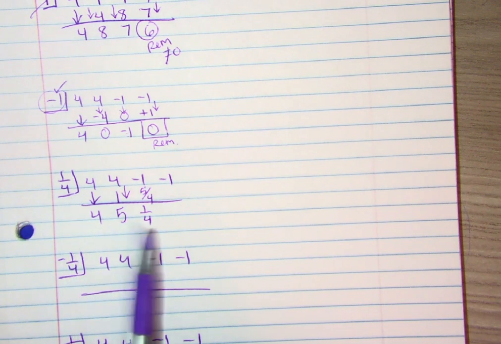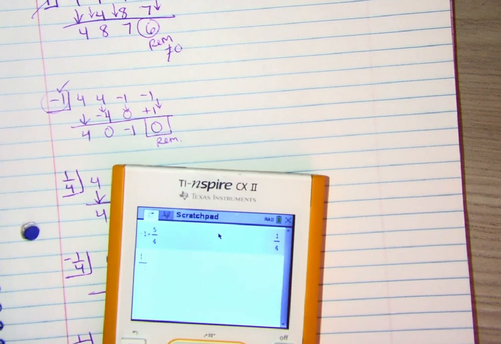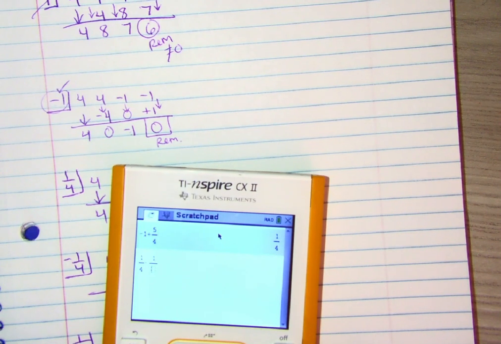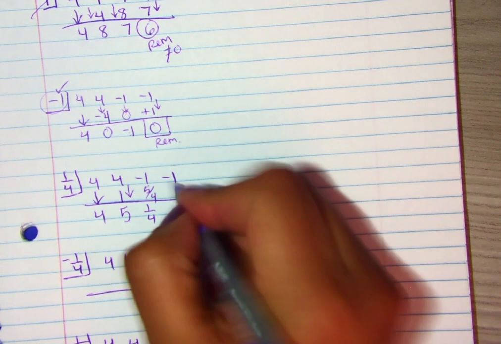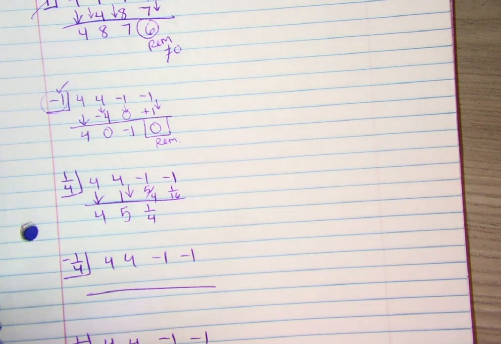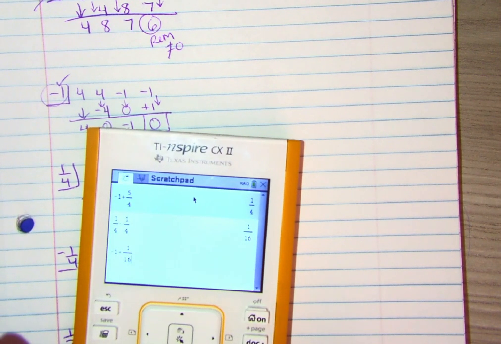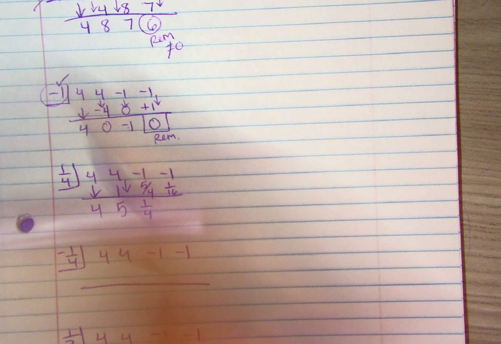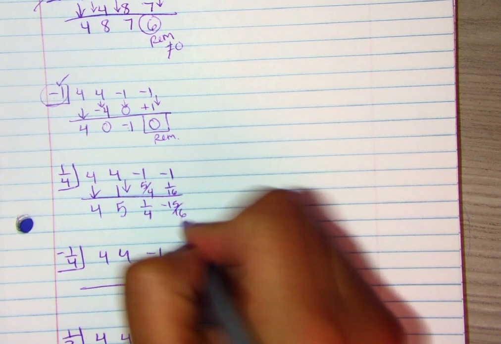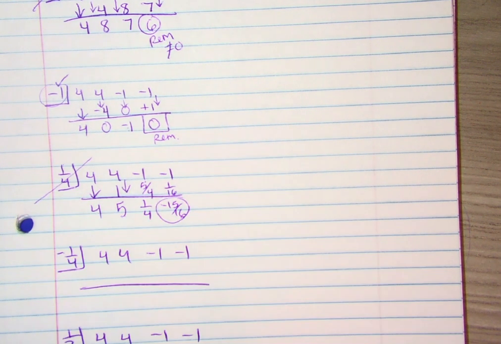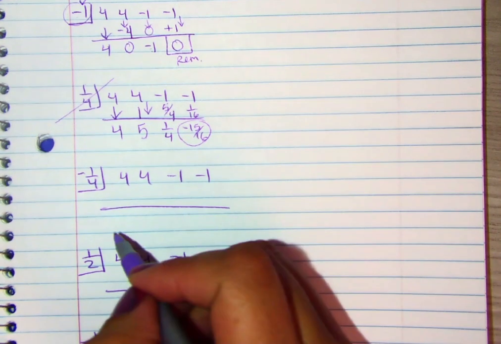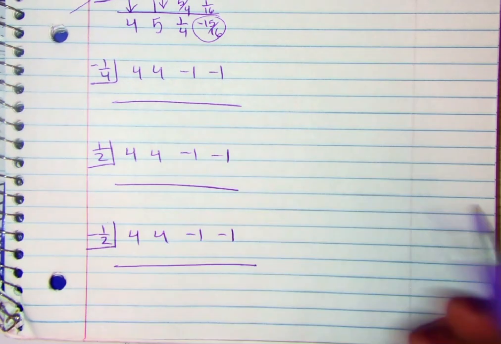So then we do 1/4 times 1/4. If you know your facts, it's numerator times numerator and denominator times denominator, but I'm just going to show you right here. It should be 1/16. And then we're going to do -1 plus 1/16, and that's -15/16. So that's definitely not it. Okay, so we're going to continue with the next one. Let's try the 1/2 since those are easier.